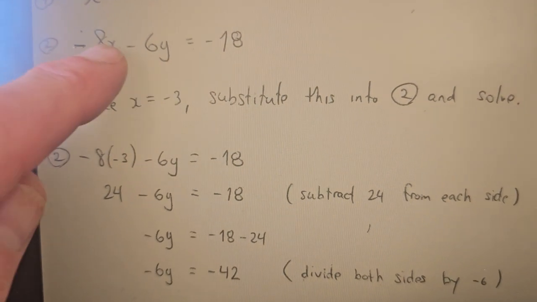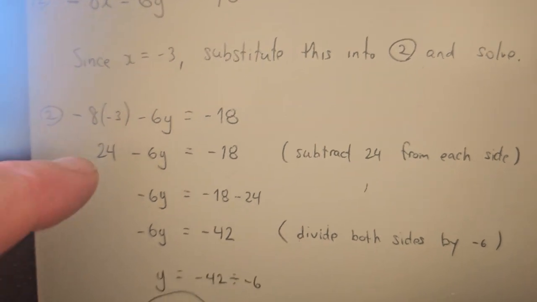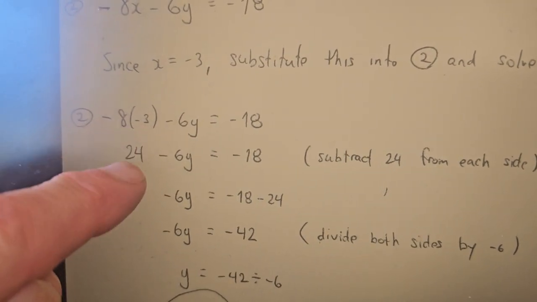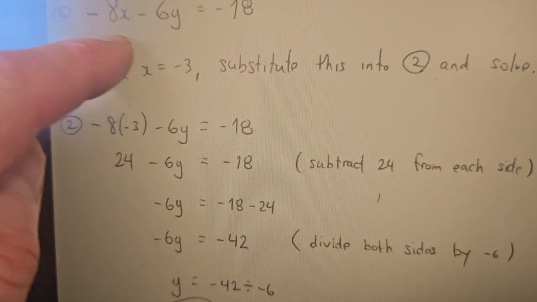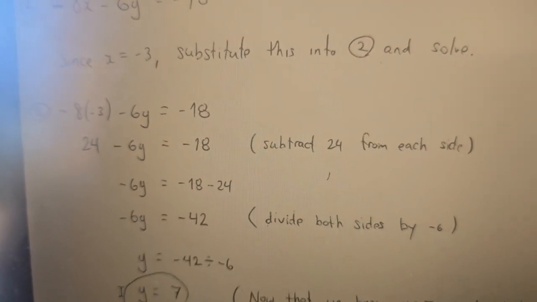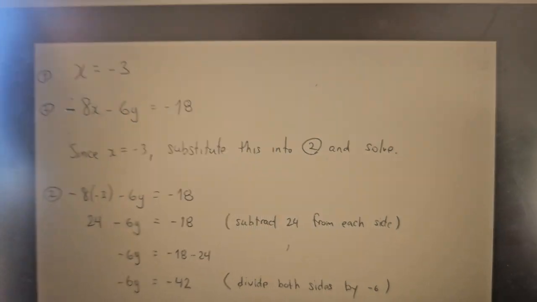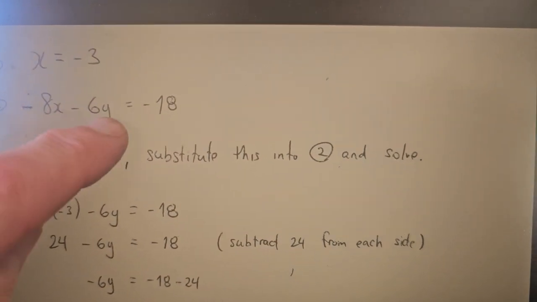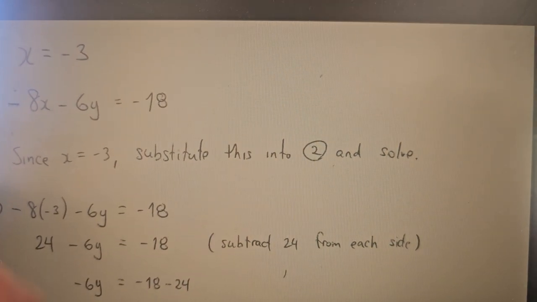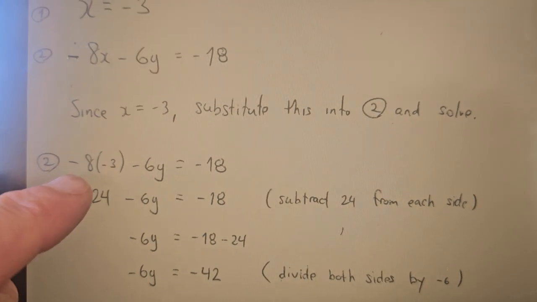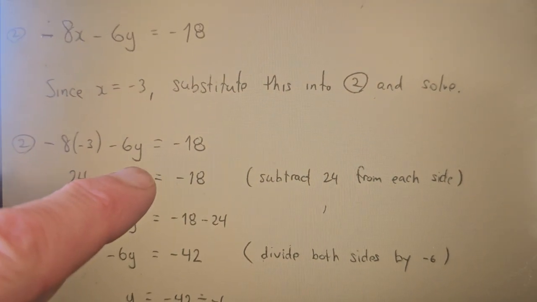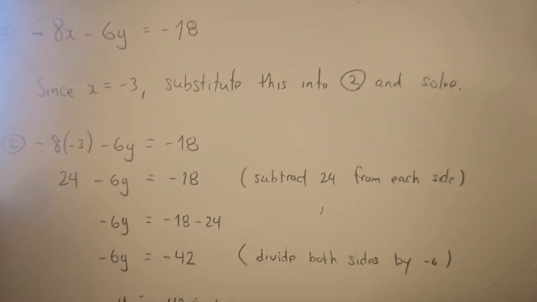So where we have -8 times x, it's now -8 times -3. Negative times a negative becomes 24, and everything else stays the same. And the benefit here is where we originally had one equation with an x and a y, by substituting in for the x, we've now gotten rid of the x variable, and we only have one variable in the equation. Now we can solve it.